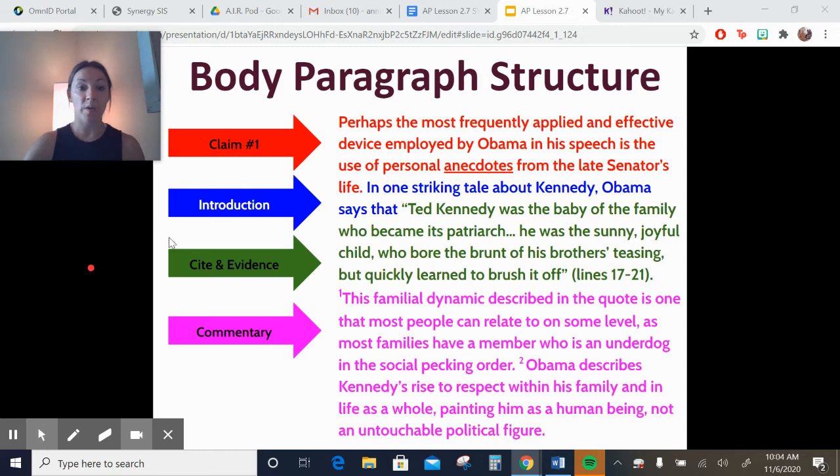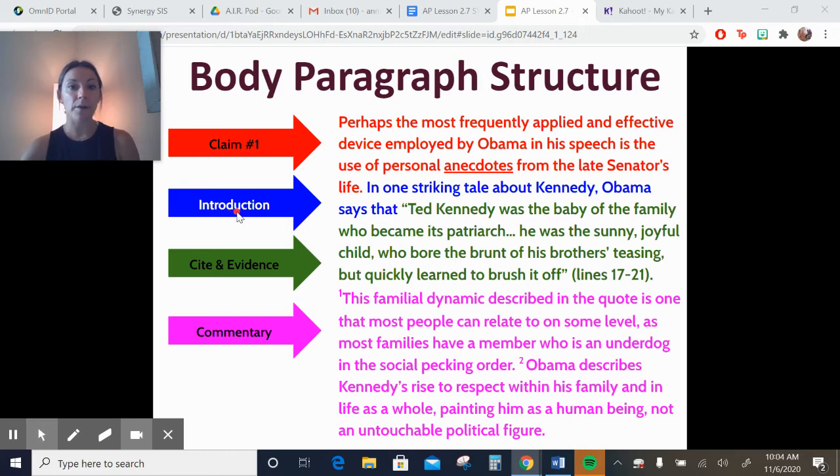So, first, again, you have your claim. "Perhaps the most frequently applied and effective device employed by Obama in his speech is the use of personal anecdotes from the late senator's life." That's an example of a solid claim. I know exactly what you're going to talk about. You have anecdotes that you're going to focus on in this body paragraph.